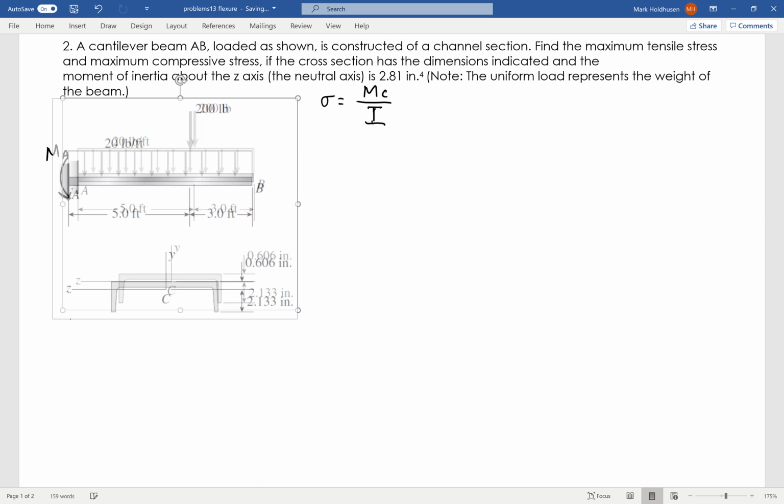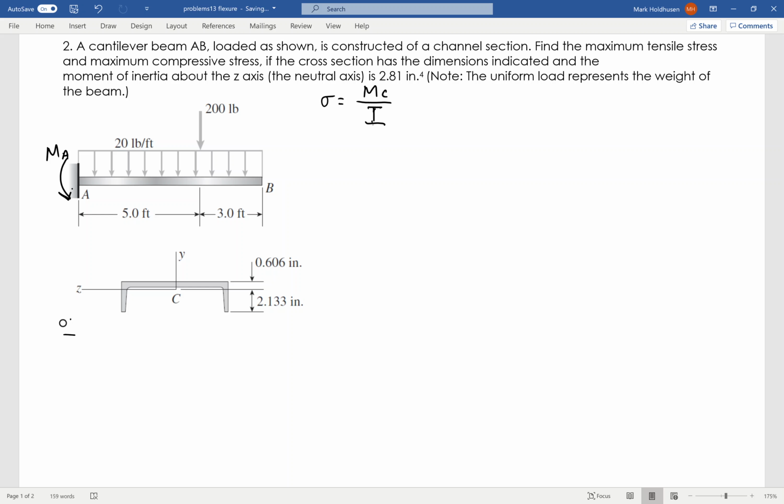So I'm going to sum the moments about A. I don't want to forget the moment that I'm looking for. That is the reaction moment. It's also going to be the maximum internal moment that I'm going to have. And that's going to equal 5 times that 200. Again, that'll be negative.